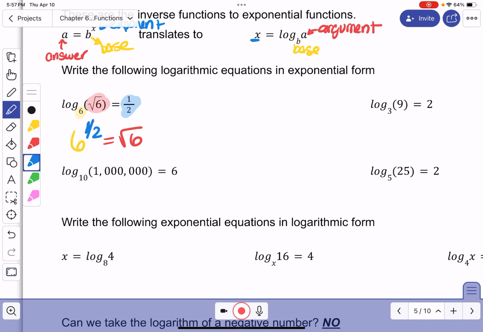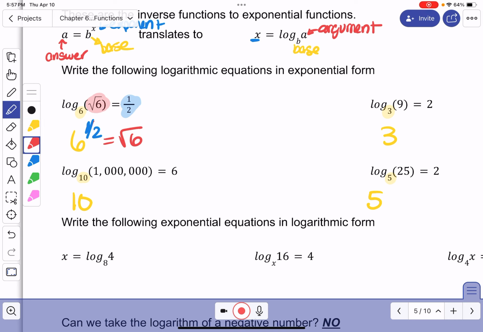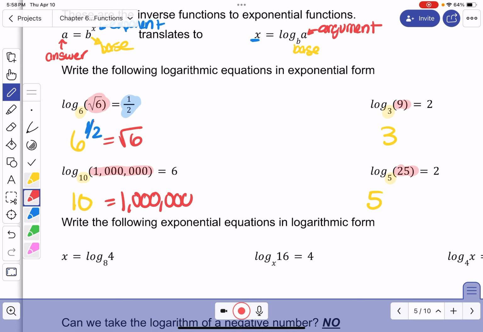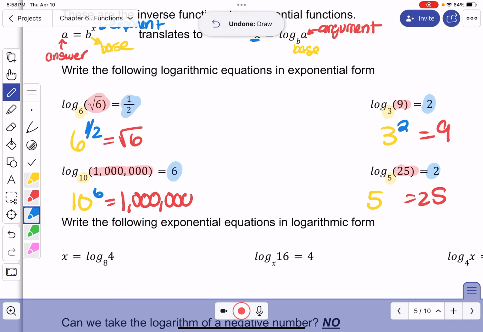So if we do the same thing on all of these, the base is 3, the base is 10, the base is 5. So we're going to write those as our base, 3, 10, 5. Then the argument becomes the answer. So we're going to say equals 1,000,000, equals 9, equals 25. And then the other number becomes the exponent. So 10 to the 6, 3 squared, 5 squared.